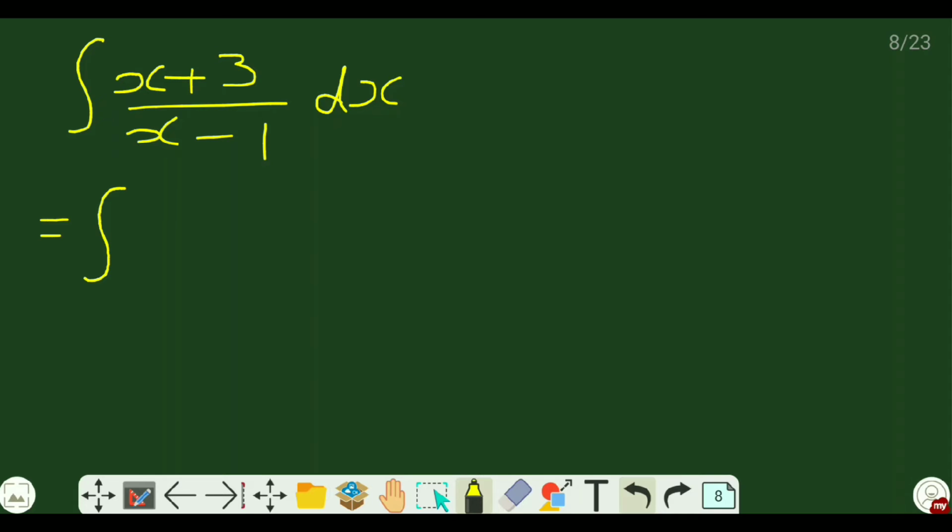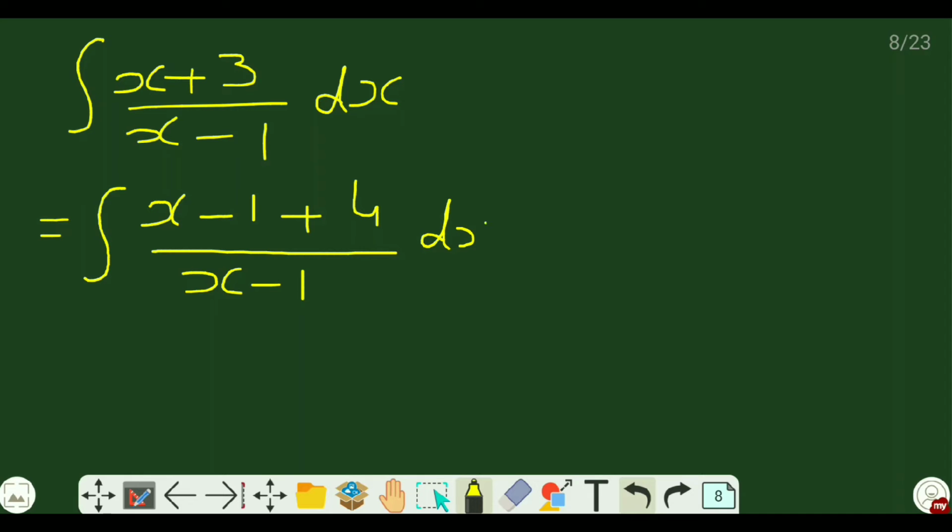See, we write x minus 1. Now actually there is plus 3 in the numerator. So if we just write minus 1 plus 4, it becomes plus 3, isn't it? So in this way we have brought the denominator into the numerator. Okay, remember 3 is written as minus 1 plus 4, and the denominator remains the same in this step at least.